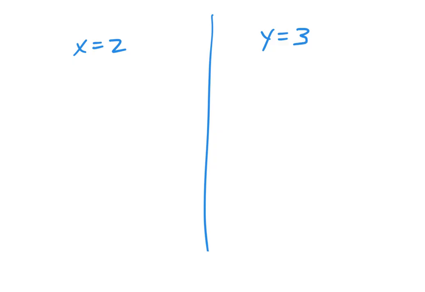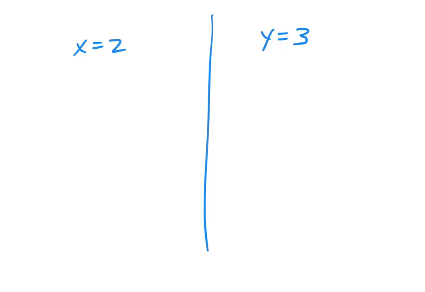A couple of other equations that we could see. And these are more special types of equations. X equals 2 and y equals 3. Okay, x equals 2. So this is another equation. It's not slope-intercept. It's not standard form. It's kind of its own form, right?